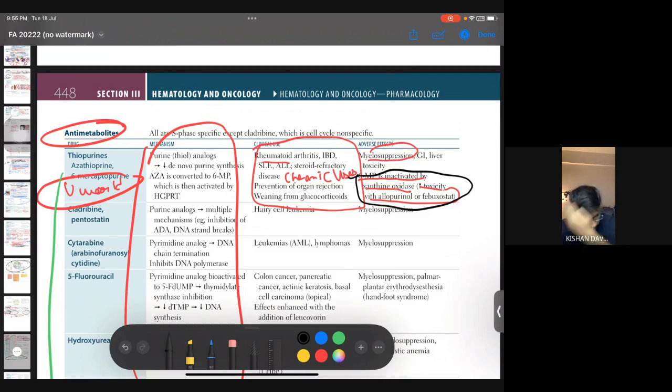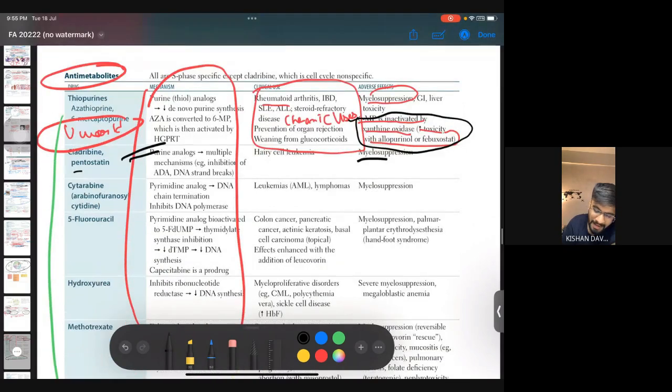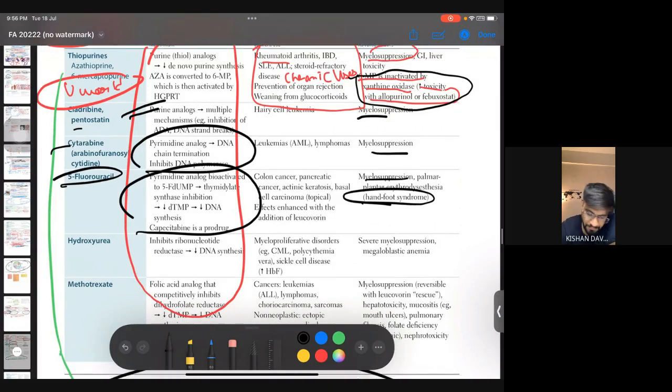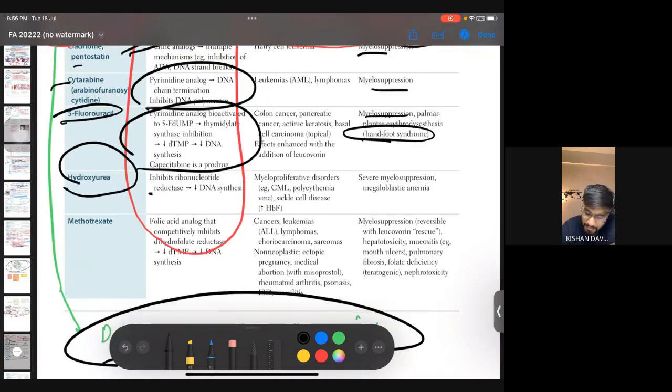Okay. Coming to cladribine and pentostatin, remember this, myelosuppression. Cytarabine, remember this, myelosuppression. Fluorouracil, remember this, myelosuppression. Hand-foot syndrome is important here. Okay. Hydroxyurea, remember this, myelosuppression and megaloblastic anemia.